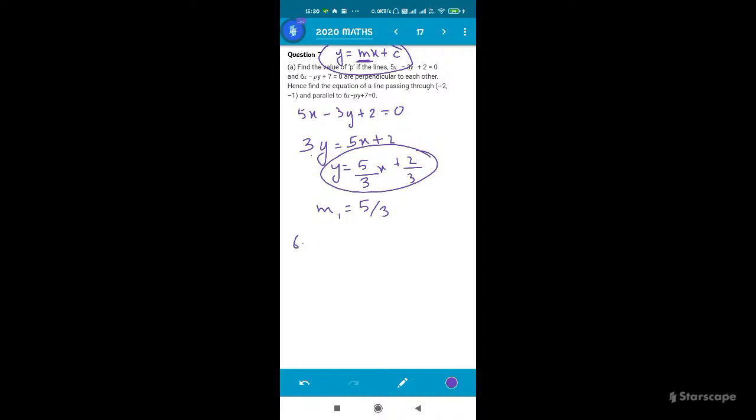So 6x minus py plus 7 equals to 0. So py is equal to 6x plus 7. So y will be equal to 6 by p x plus 7 by p. So from here, if you compare this equation with this equation once again, you are getting the value of m to be 6 by p. So I am going to write m2 because this is the slope of the second equation. So I hope it is clear till here. These are the two slopes which we have to work with now.